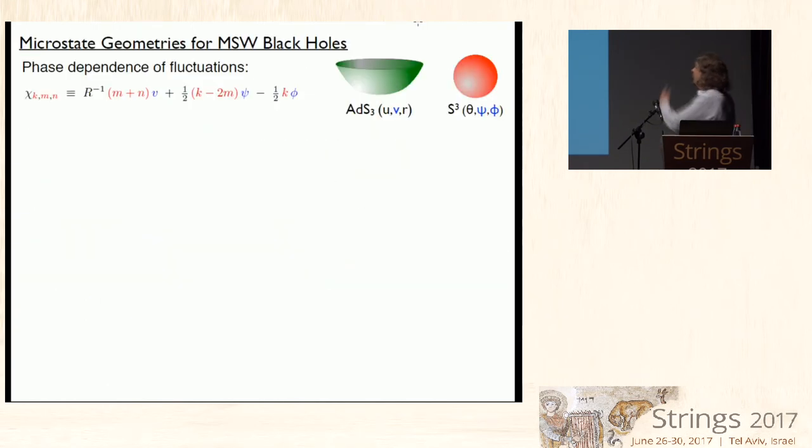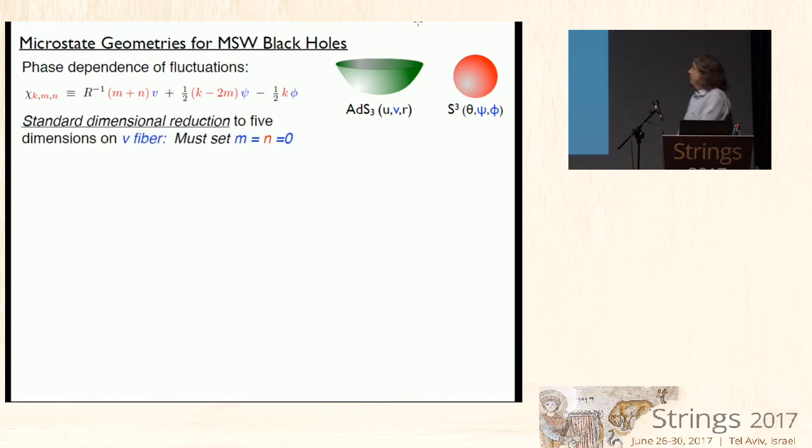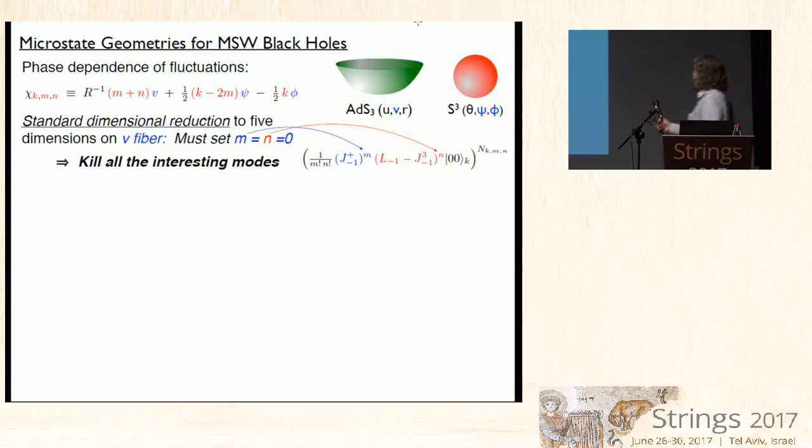Okay, going forwards. What I want to do now is transition this stuff across to the MSW story. Again, what we're looking at here is something which depends on R and theta in non-trivial ways, and in principle on every single phase in the problem. The standard way to go down to 5 dimensions is really rather boring because you've got to set M and N to 0 to go down on the V fiber. But that's a disaster, because if you do that, you're killing every single interesting excitation you're turning on.